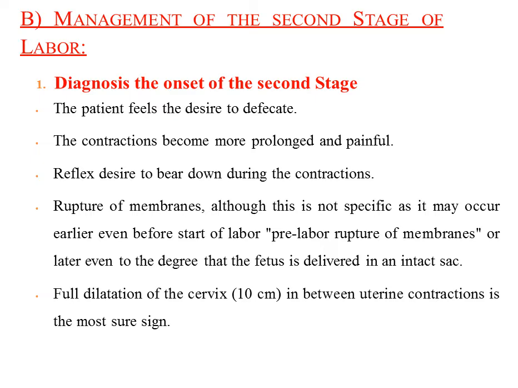Rupture of membranes, although this is not specific as it may occur early, even before the start of labor (pre-labor rupture of membranes), or later, even to the degree that the fetus is delivered intact. Full dilation of the cervix, 10 cm, in between uterine contractions is the most sure sign.